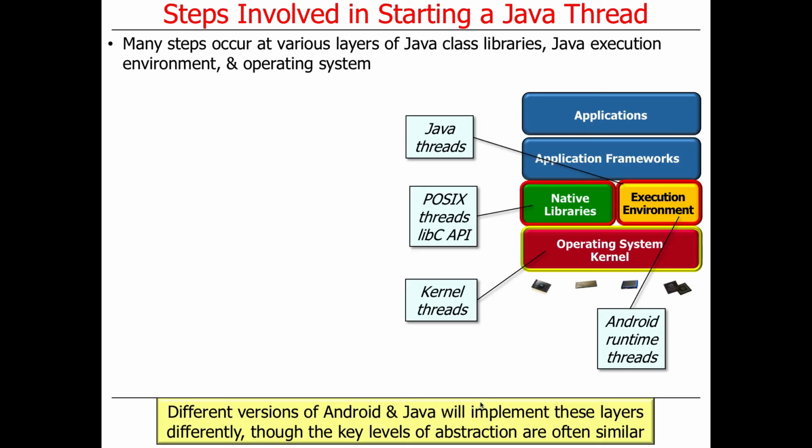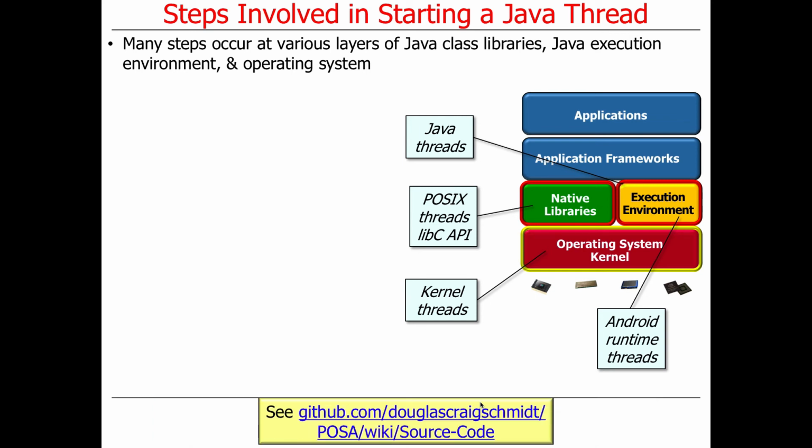Many steps occur at various layers of the class libraries, the Java execution environment like the virtual machine or the Dalvik or Art runtime on Android, and in the operating system. Different versions of Java, different versions of Android running Java will implement these layers somewhat differently, although they all do more or less the same sorts of things. You can take a look at the source code if you want, for access to the Android and Java source code. There's lots of good stuff there to take a look at if you want.